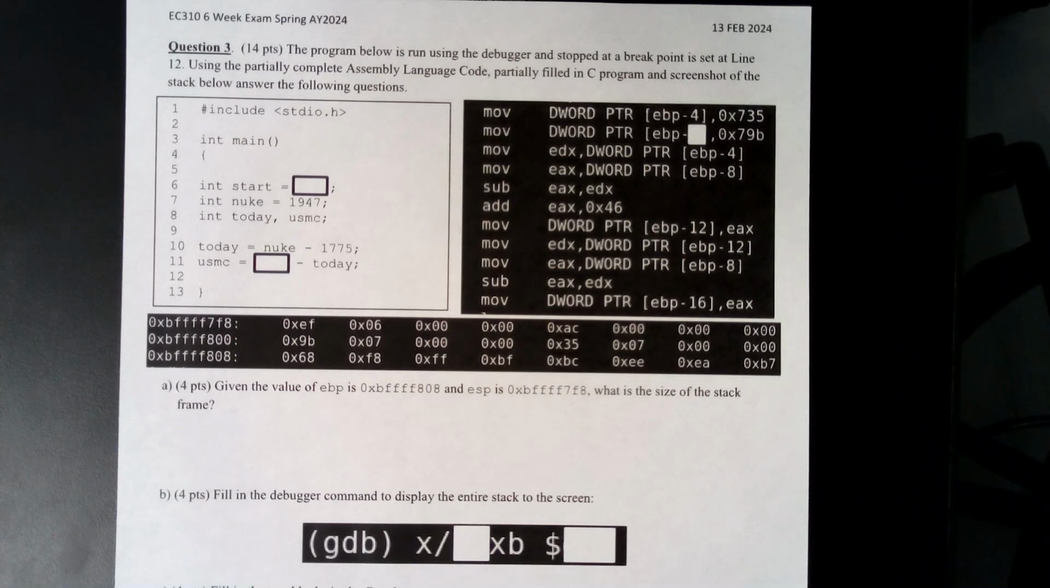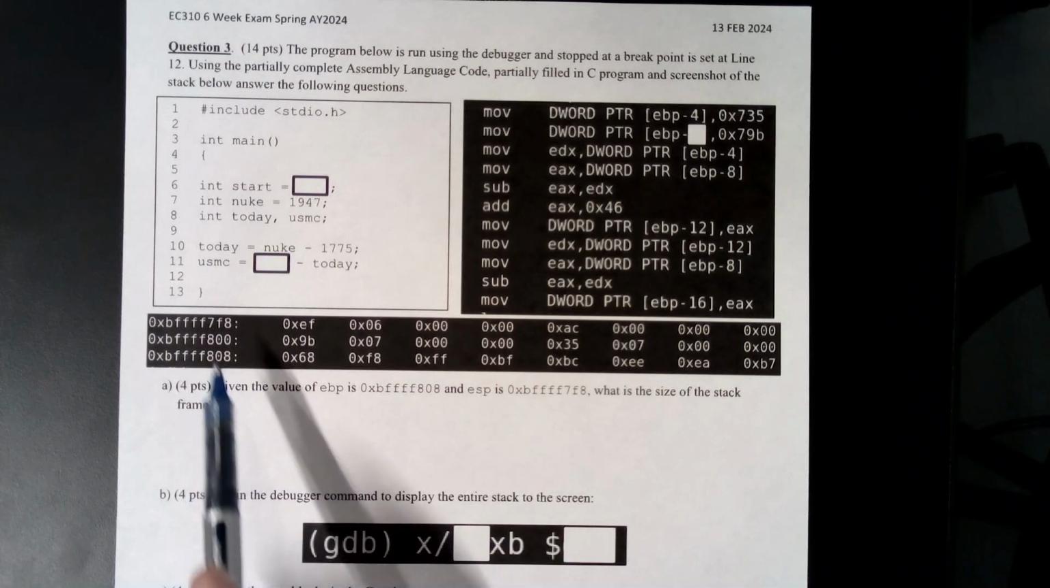Okay, on to question 3. So this one is given a partially filled in assembly code and C code, potentially stack values, though this is all filled in for this particular question, fill in the blanks. So part A, given the value of EBP is 0xBFFF808 and ESP is 0xBFFF7F8.